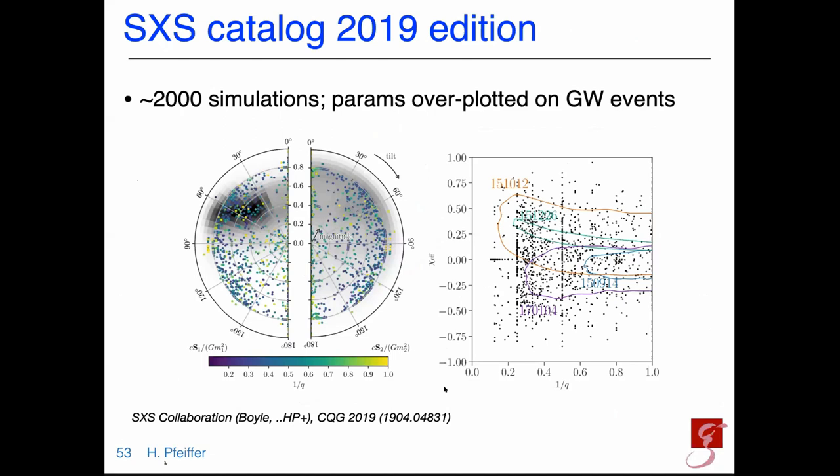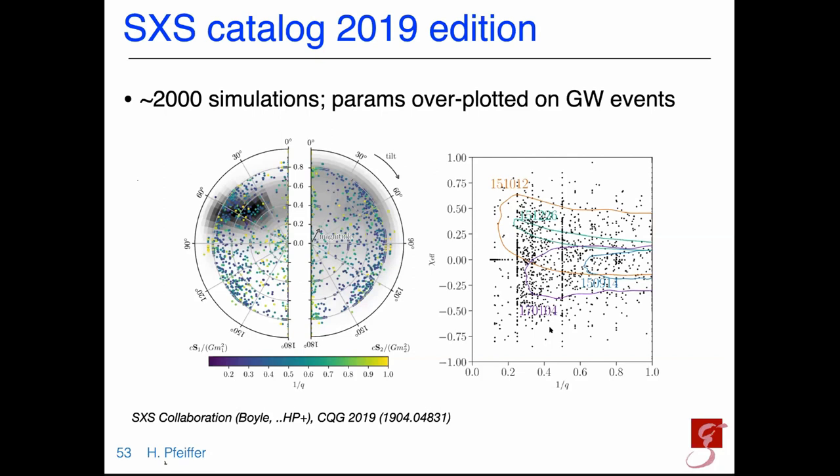For SXS, our latest waveform catalog was published last year and also released last year. So all these waveforms are publicly available if you want to do analysis with them. And now we are nearly at over 2,000 simulations, and it's just too many to plot waveforms anymore. So what one resorts to are parameter space plots, like here the mass ratio coverage and the chi-effective coverage of the simulations as black dots, overlaid with the actual first three gravitational wave event contours.